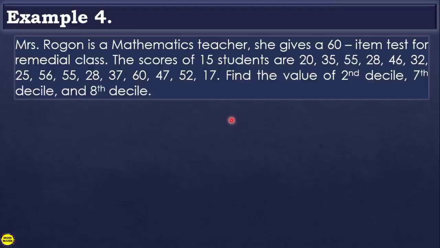Okay, Mrs. Rogan is a mathematics teacher. She gives a 60-item test for remedial class. The scores of 15 students are 20, 35, 55, 28, 46, 32, 25, 56, 55, 28, 37, 60, 47, 52, and 17. Find the value of the second decile, 7th decile, and 8th decile.